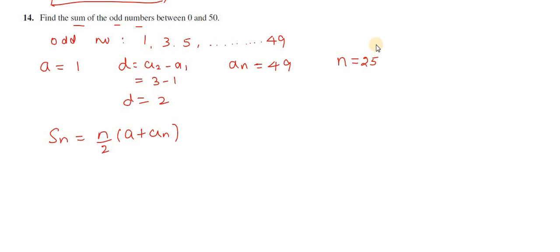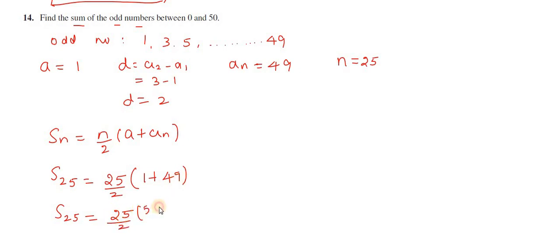Why? Because 1, 3, 5, 7, 9, 11, 13, like this we keep on going. So from 1 to 50, how many numbers were there? 50 numbers were there. So I'm taking every alternate number, therefore the n value is nothing but 25. So S25 is equal to 25 by 2 into a is 1 and an is 49. Then S25 is equal to 25 by 2 into 49 plus 1 is 50.